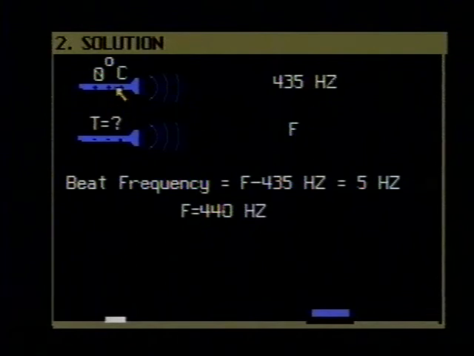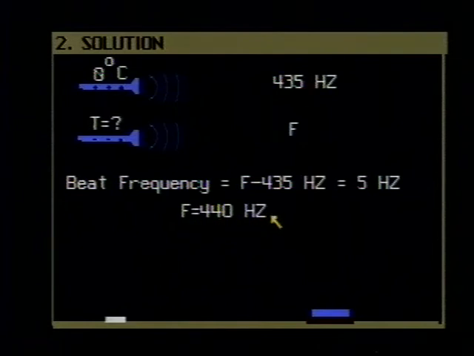The flute at 0 degrees centigrade plays a note of frequency 435 Hz. The flute at the unknown temperature plays a note of frequency that we'll call F. The beat frequency, this rise and fall in the intensity of the sound, occurs at the rate of 5 Hz. The beat frequency is equal to the difference between the two frequencies and would be equal to the unknown frequency F minus 435 Hz. If we solve for the unknown frequency F, we get that it occurs at 440 Hz.